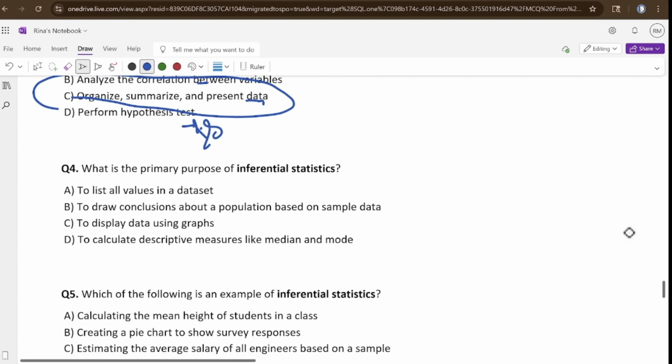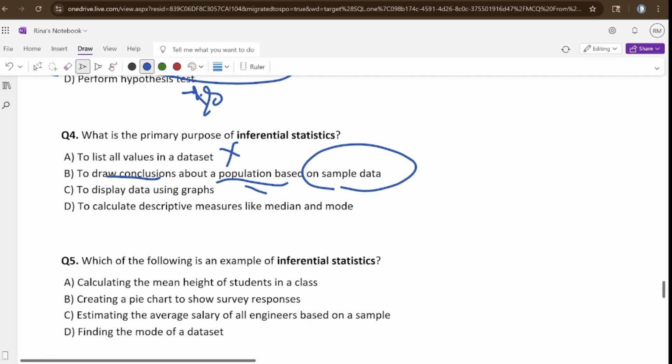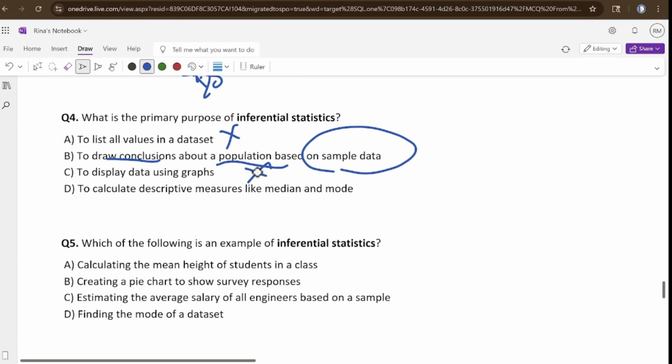Okay. What is the primary purpose of inferential statistics? Primary purpose is you have to draw the conclusion about a population based on a sample data. This is the exact definition. All the values in data set, no, that is descriptive. To display data using graphs, descriptive. To calculate descriptive measures like median mode, that is also descriptive statistics.